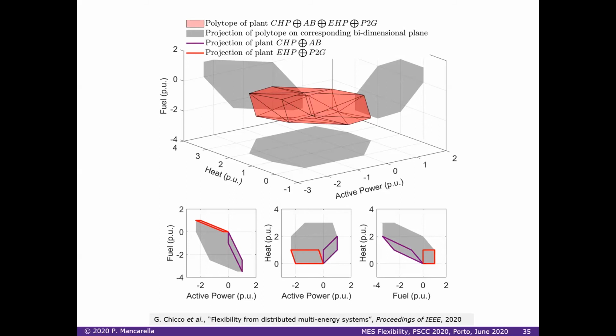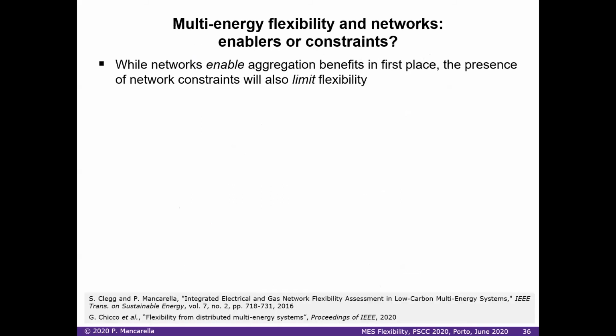This is again the fundamental aspect of flexibility: when you aggregate these different components with different energy vectors, the sum that you get in terms of operating region is much, much larger, and hence you create a much larger operating flexibility for your multi-energy hub.